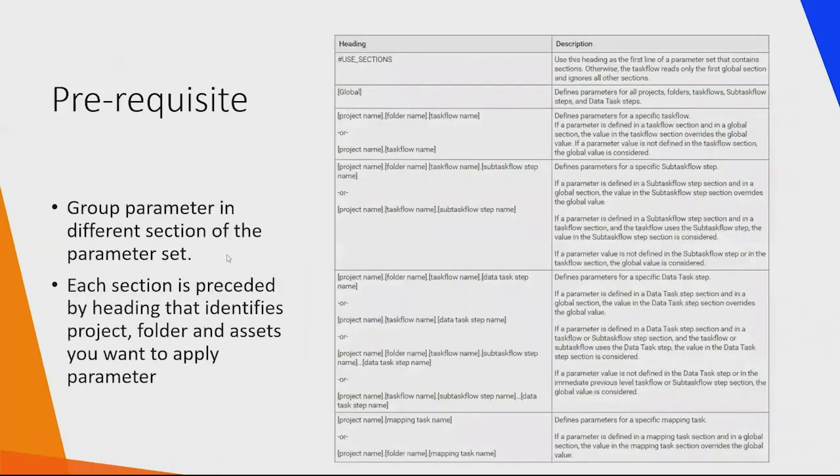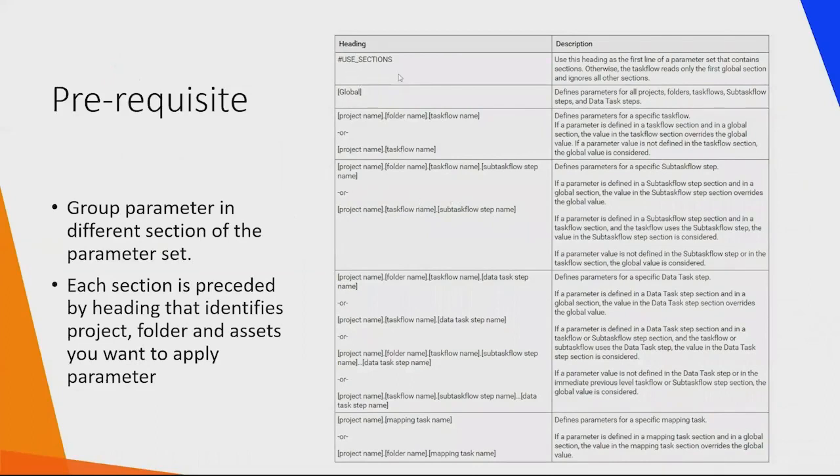And then obviously you will need the parameter set with different sections which have to be defined within it, and each section is preceded by a heading that identifies which project or folder or asset you want to apply that parameter to. So these are the different formats that we can provide in that parameter set.